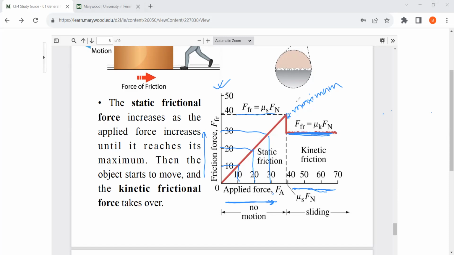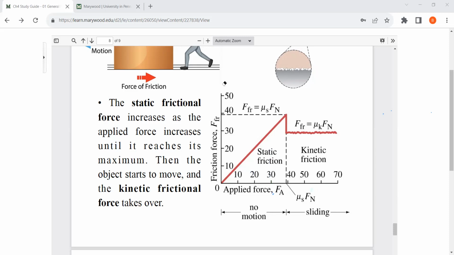So once we overcome the maximum static friction, the object starts moving, and when the object starts moving, the kinetic friction takes place, and the kinetic friction is lower than the maximum limit of the static friction. You see that this is 40 or close to 40, and this is 30, and the kinetic friction is a constant. You are applying force, but there is no change in the kinetic friction. So that's basically the things about friction.